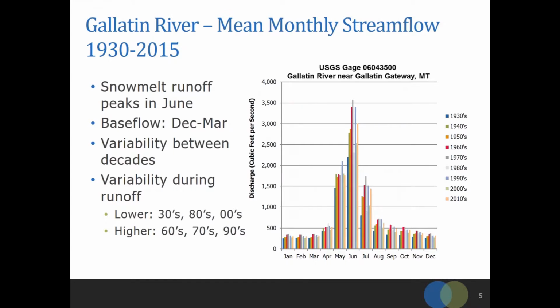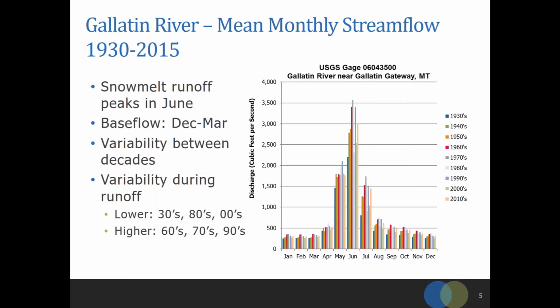Looking at stream flow on the Gallatin River at the Gateway Gauge, which is at the mouth of the canyon there, downstream of Spanish Creek. It's a snowmelt dominated runoff, as you all know, with peaks in June, as you see there. Base flow periods are December through March.